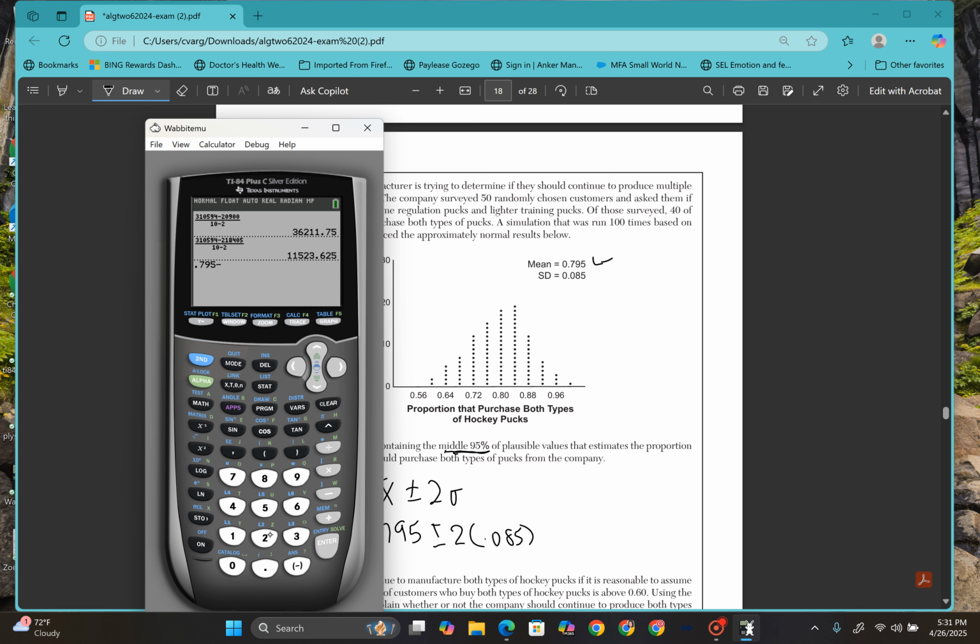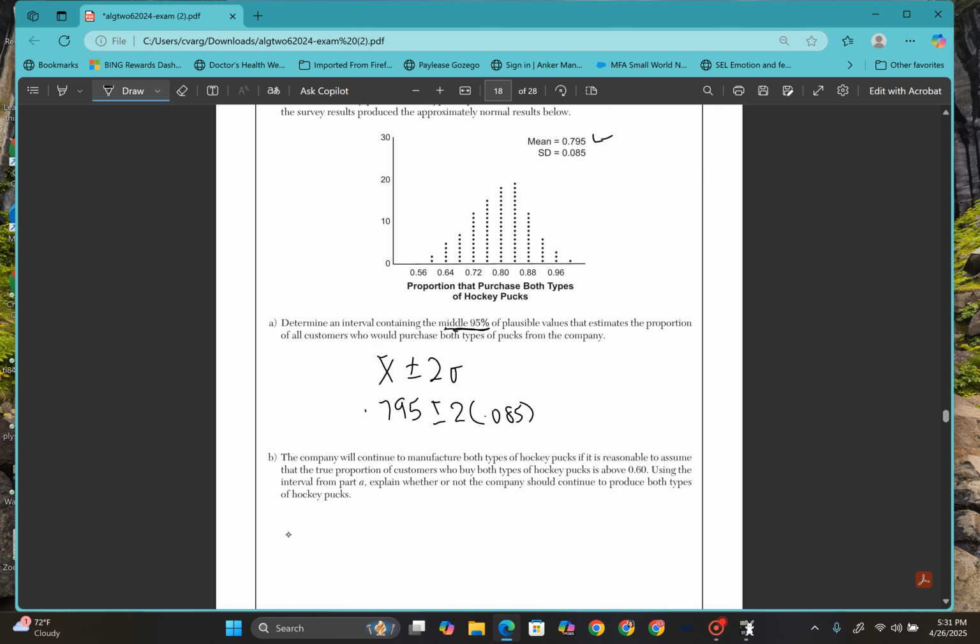0.795 minus 2 times 0.085. Hit enter, we get 0.625. So that's our lower number. So this is 0.625. And then our upper number is going to be, I'm going to take the same thing.